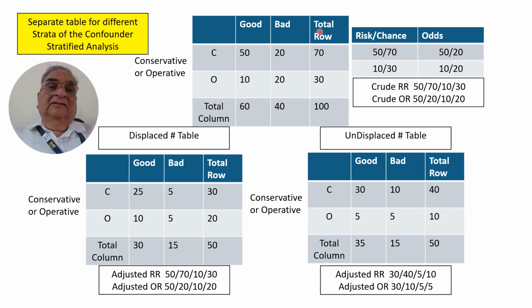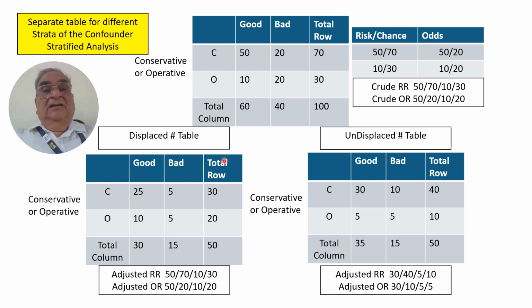Now we split this table into the displaced fracture table and undisplaced fracture table, and here you will have an odds ratio and risk ratio. If we can combine this odds ratio and risk ratio and this odds ratio and risk ratio, we will have a common association between conservative and operative treatment and the good and bad result, keeping the confounder displaced or undisplaced constant. Because this table is only for displaced fractures.